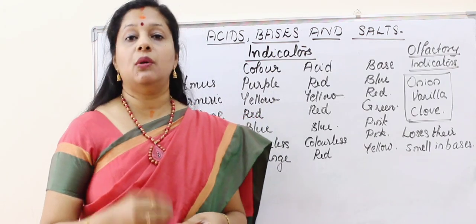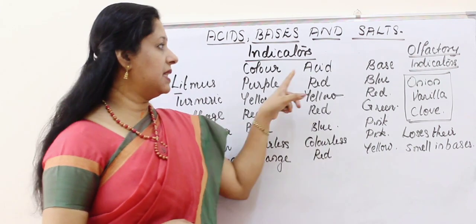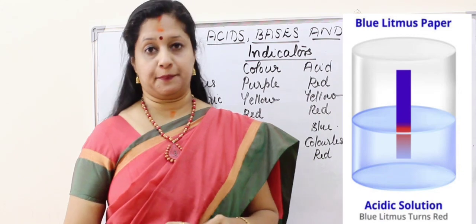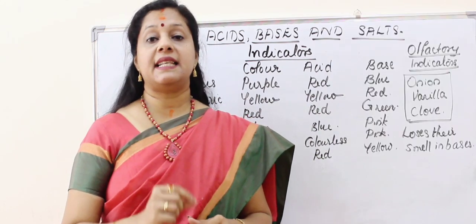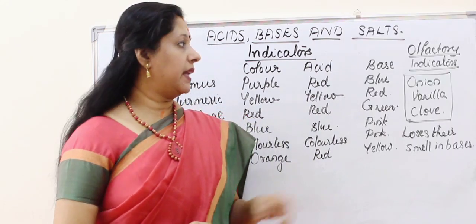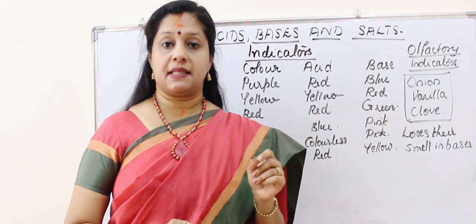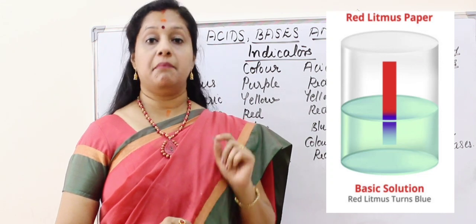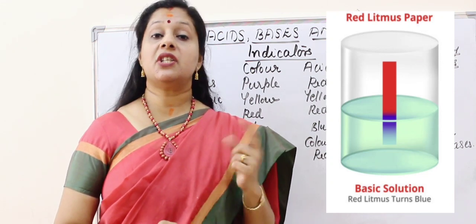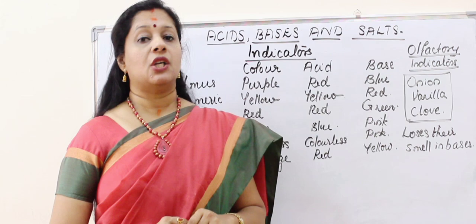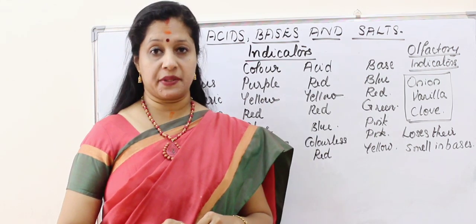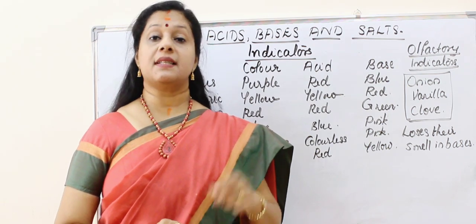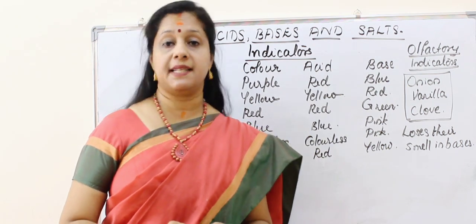Suppose you take a blue litmus paper and dip it in an acidic solution, you will see that it turns red in color. That indicates the acid nature of that substance. Whereas, if a red litmus paper is dipped in a basic solution, it will change from red to blue. So this is a major indicator that we are using. Blue litmus changes into red in acidic medium, whereas red litmus changes into blue in basic medium.